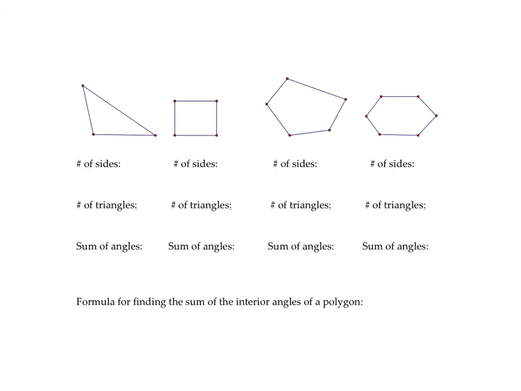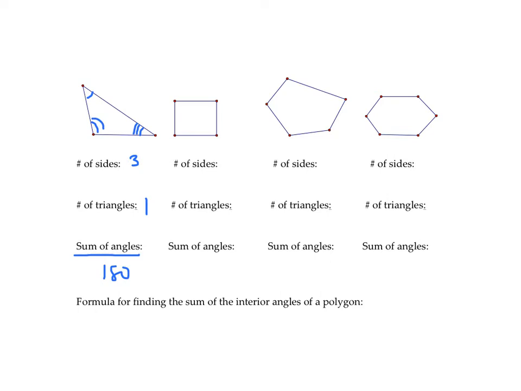Now, from earlier this year, we know that a triangle has 3 sides. Obviously, it's one triangle. If we were to find the sum of all 3 angles in this triangle, we know that they would add up to 180 degrees. Okay?